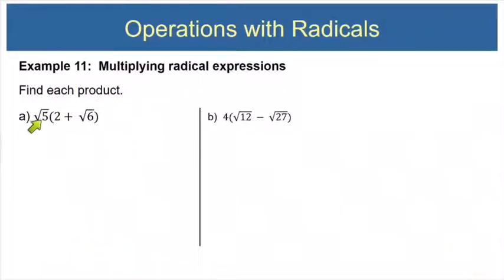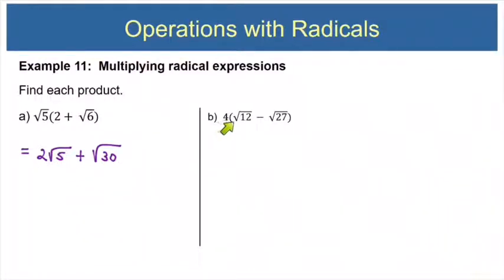So in part A, we have square root of 5 times 2 plus the square root of 6. So we'll be distributing this square root of 5. Square root of 5 times 2 is going to be written as 2 times the square root of 5. And then square root of 5 times square root of 6 is going to be written as square root of 30, because 5 times 6 is 30. Notice that 30 does not contain any factors that are perfect squares, and so this radical cannot be simplified. And now, since this first radical and this second one are different, they cannot be combined. So this is our final answer.